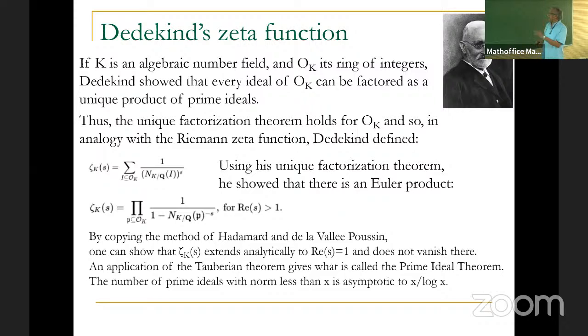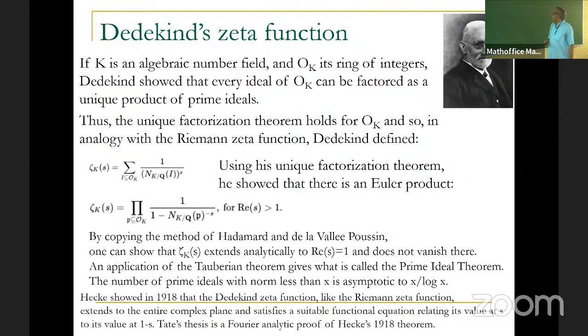By copying the method of Hadamard and de la Vallée Poussin, one can show that the zeta K function extends analytically to real s equals 1 and does not vanish there. An application of the Tauberian theorem now gives us what is called the prime ideal theorem, namely the number of prime ideals whose norm is less than x is asymptotic to x over log x. So we have a generalization. If you take the special case of K being the rational numbers, then the ordinary integers are the ring of integers. The prime number theorem is a special case of the prime ideal theorem, because every ideal in the rational case is principal.